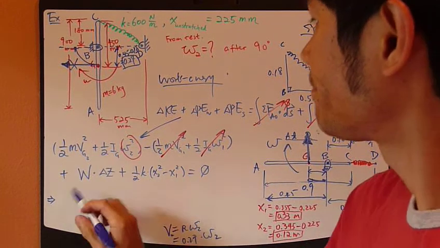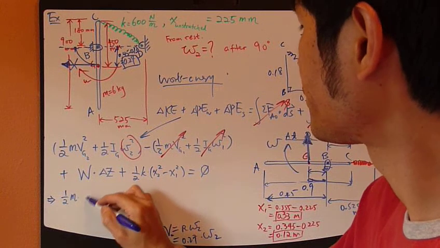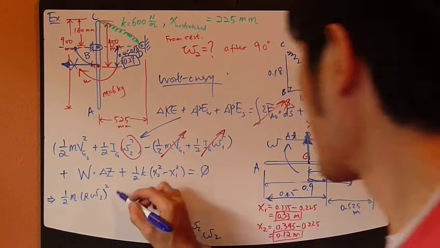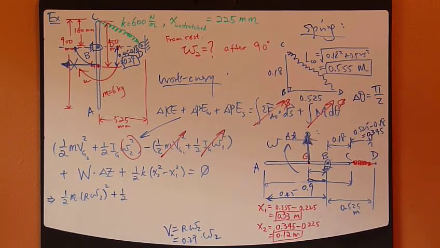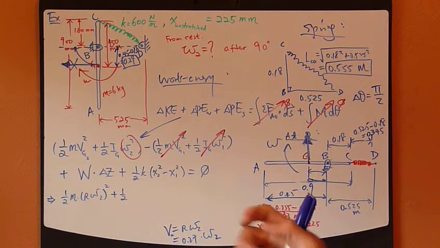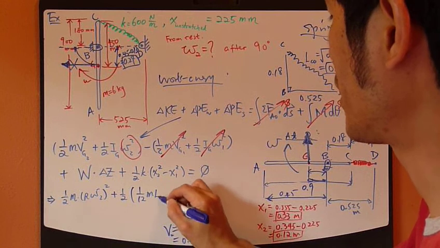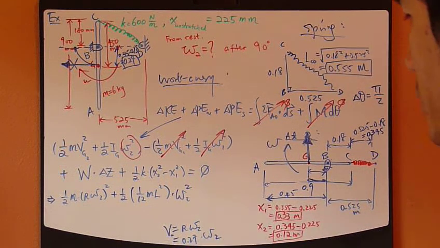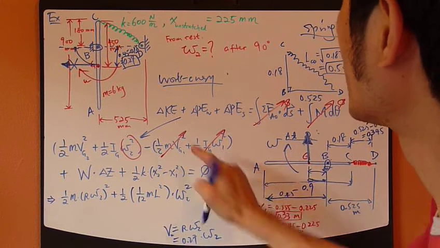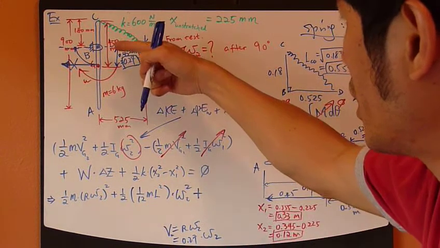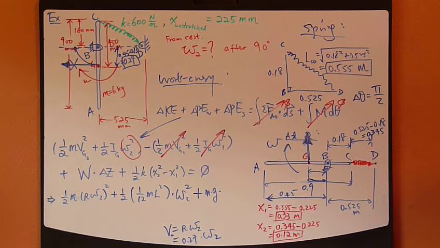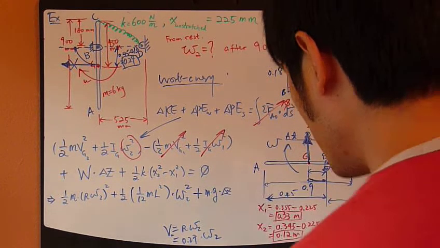So this becomes 1/2 m (r omega 2) squared, plus 1/2 the mass moment of inertia for a slender rod about its center of gravity, which is given in the book, and it is 1/12 m L squared. L is the length of the rod, and then omega 2 squared, of course, that's the unknown. So the unknown appears in these two terms. Plus the weight of the rod. Weight is mg, m is given, times the change of height, which is called delta z.